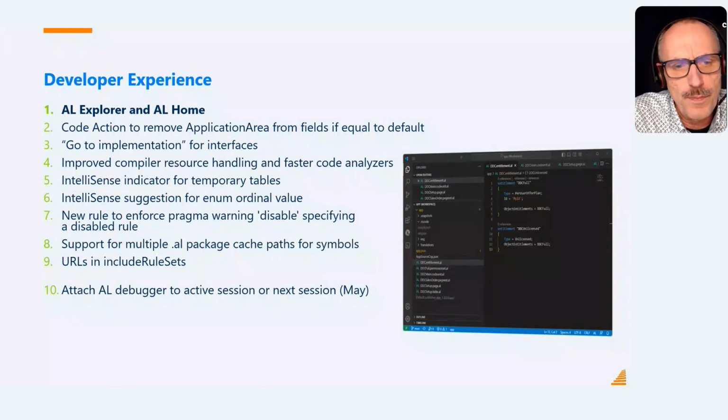Then there's a new rule that says, well, if you disable some warnings from the code analysis, you could, in earlier versions, by accident, disable all of the warnings in one go. And that is no longer possible. It now requires you to disable a specific rule.